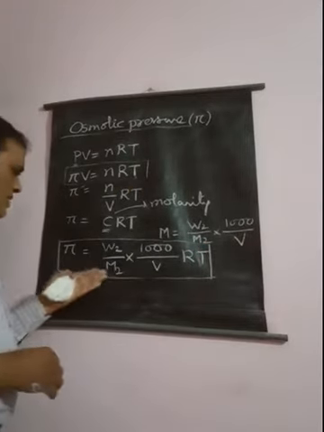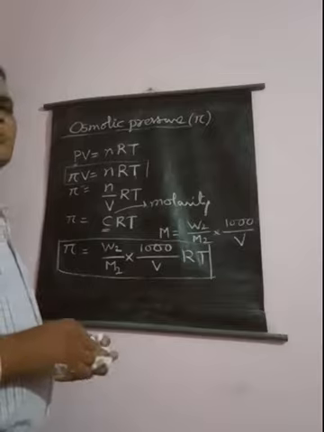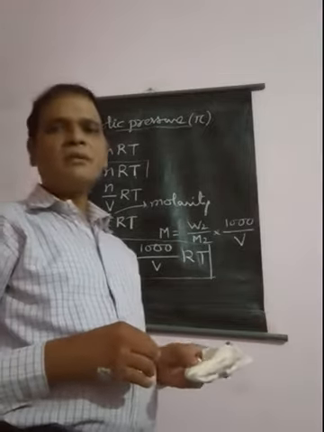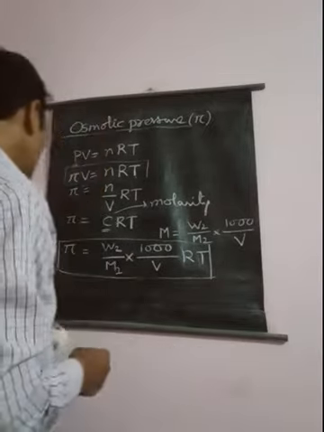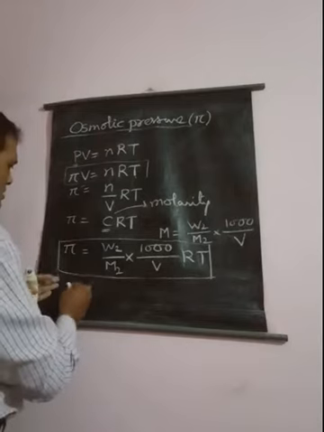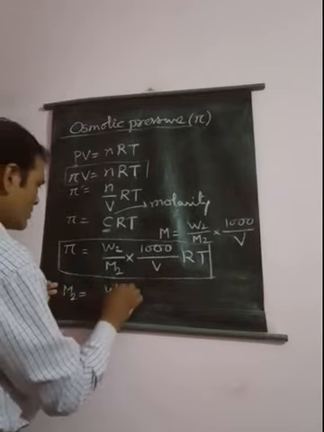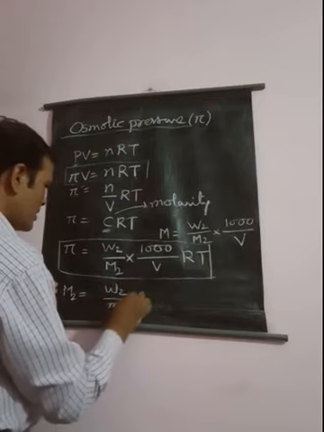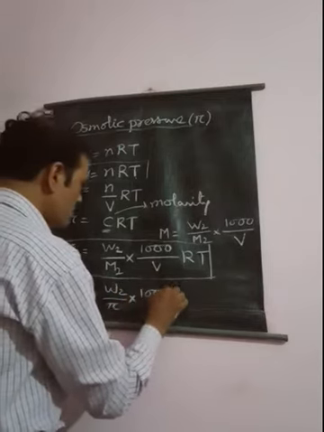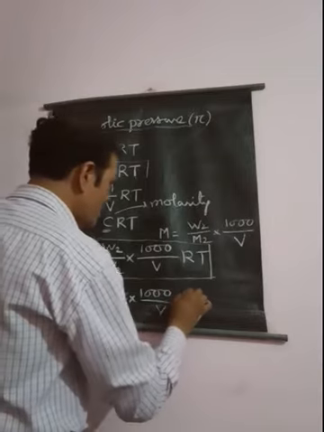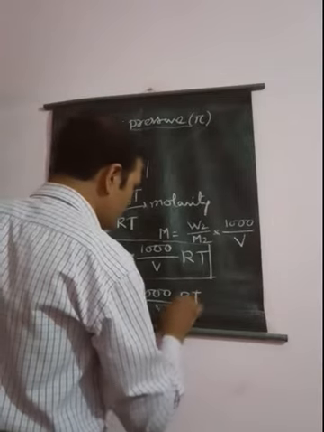Now with the help of this formula we can also calculate the molar mass of the solute. For the molar mass we will change the formula in this manner: M2 will be equal to W2 upon pi into 1000 divided by V, into RT. This is the formula.